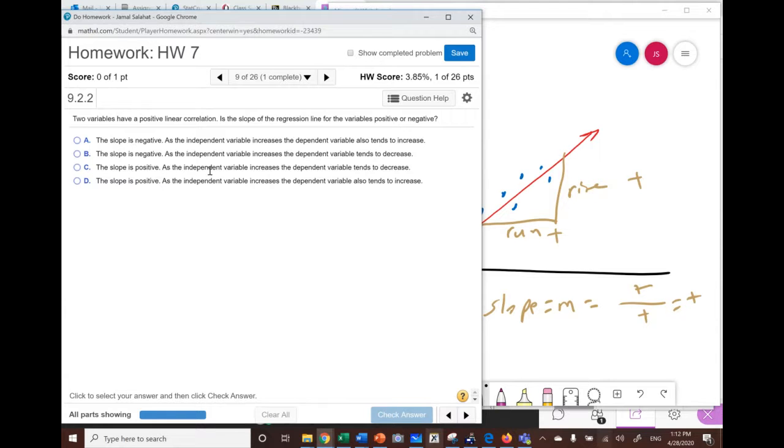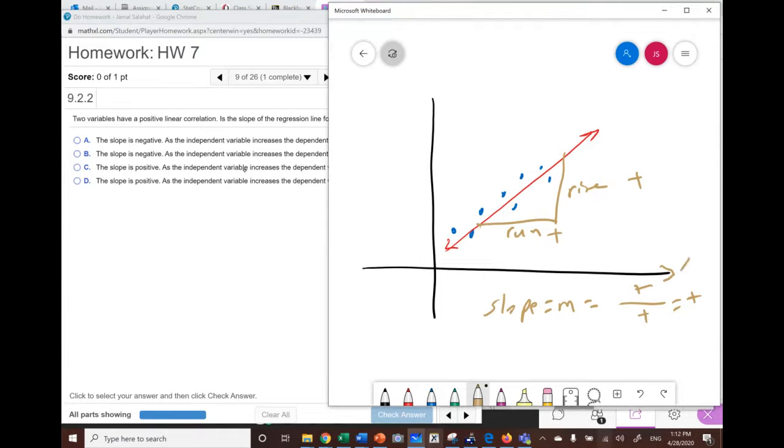If we read in here, it says as the independent variable increases, in other words, the independent variable is X. This is the independent variable X. As X goes up, as we go towards the right, the dependent variable, which is the Y, goes up. So again, this is the X-axis and this is the Y-axis. Okay, so as we travel to the right with X, Y goes up also.